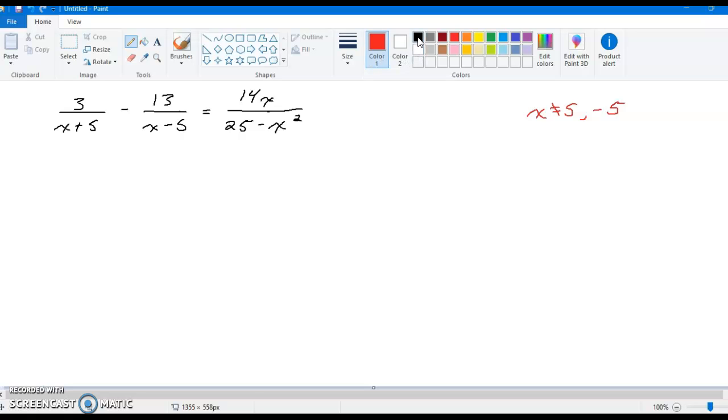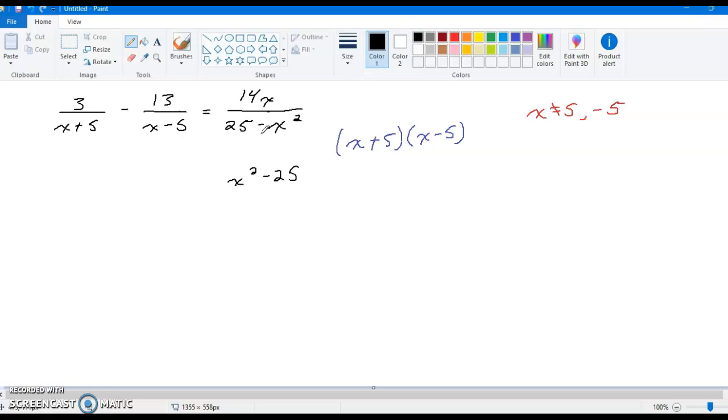So one thing that is pointed out in the video is the 25 minus x squared, changing it to x squared minus 25. Now that would give us a really nice binomial that is a difference of perfect squares, and we would then multiply the entire equation by x plus 5 and x minus 5. And this is very much like the video.